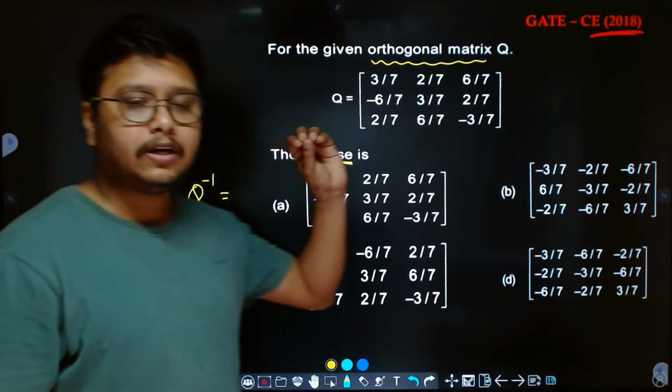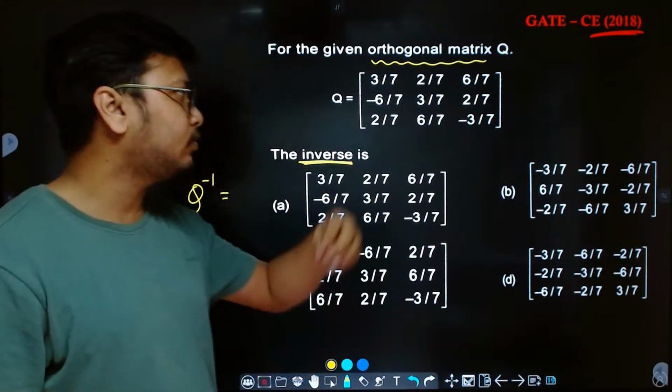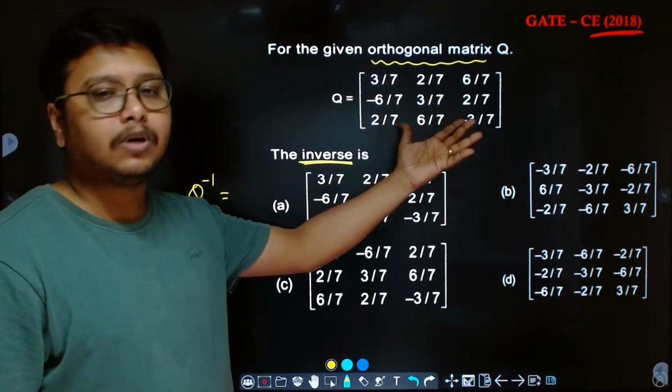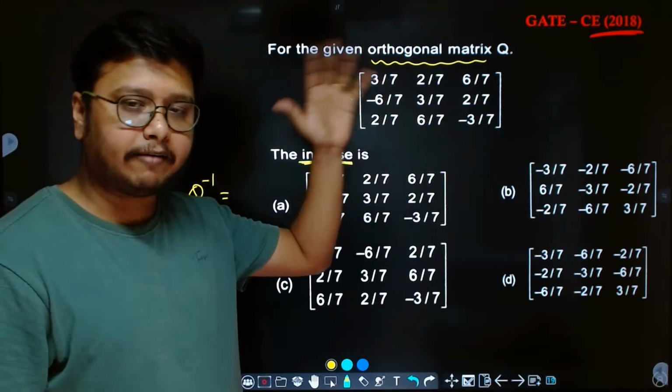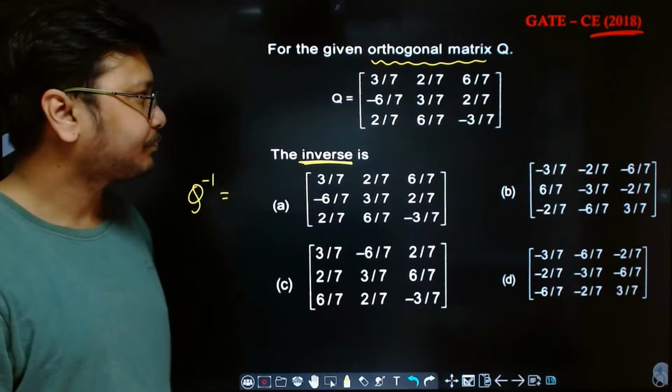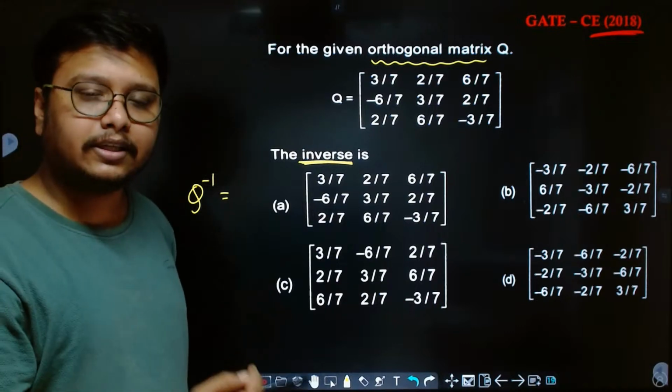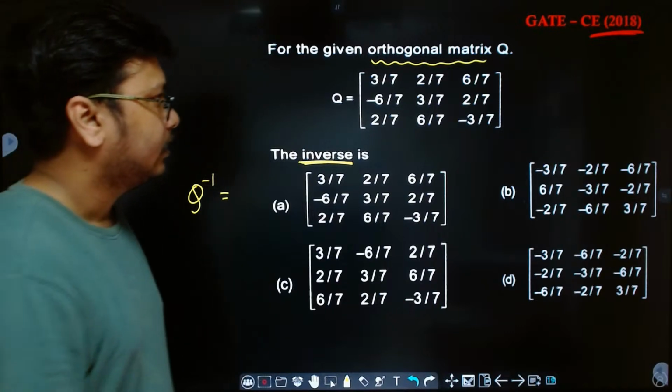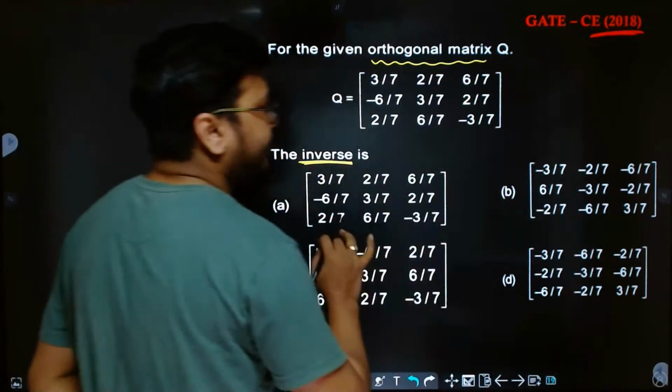Now people who will not know the property, what they will do, they will start finding out the inverse of this matrix. It will take 5-10 minutes time to find the inverse. So obviously there has to be a shortcut. Okay, so we'll do the question in like 30 seconds. So I'll slowly explain it to you.